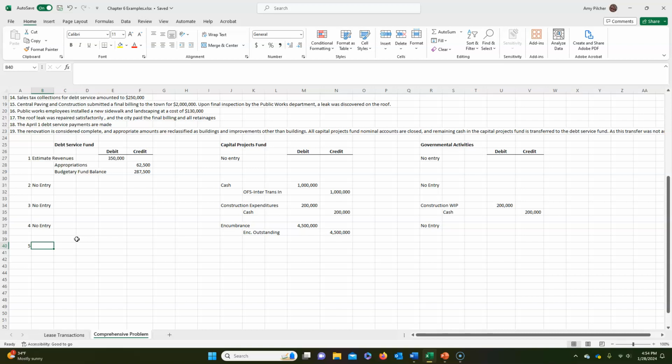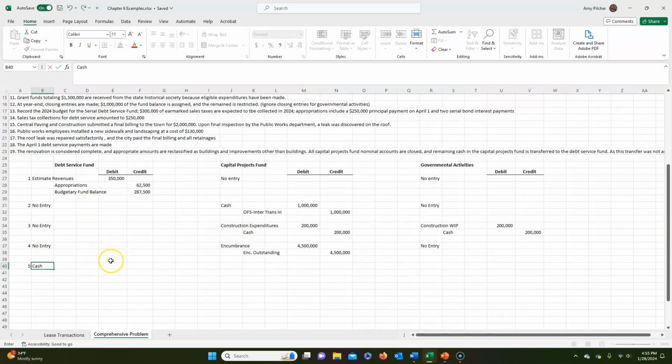So in the debt service fund, we have received cash of $50,000. So remember that that is just the premium. So other financing sources, premium on bonds, and then estimated other financing sources, premium on bonds, and budgetary fund balance.